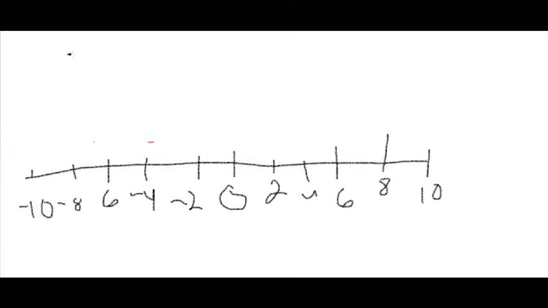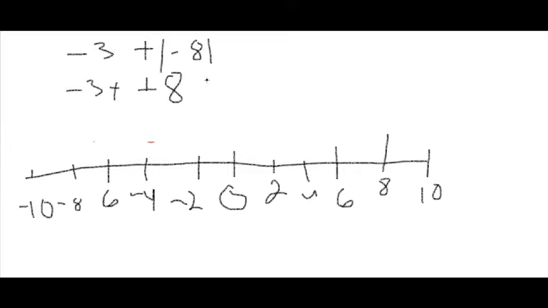Now, number 9 may throw you off a little bit because we have absolute values, alright? So when we have an absolute value of, let's say, negative 4, when we take off the bars, the absolute value, the answer is always going to be positive. So the answer is going to be positive 4.